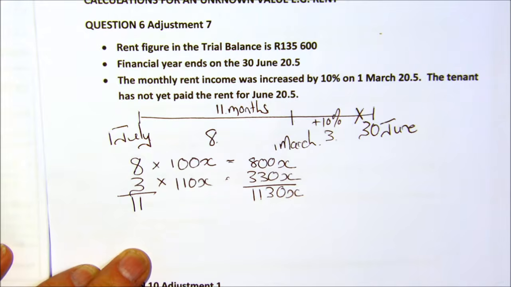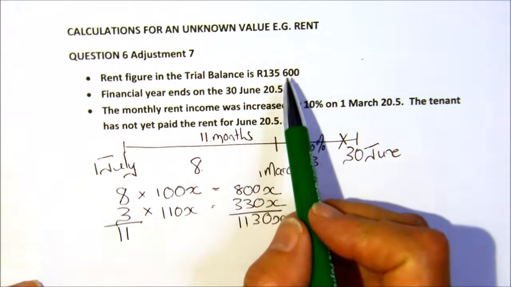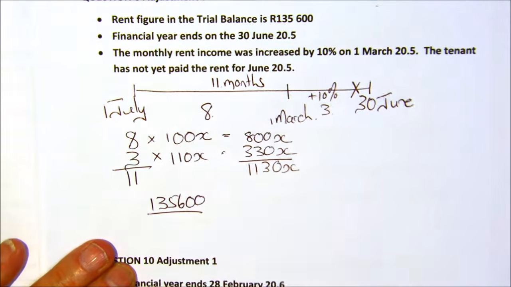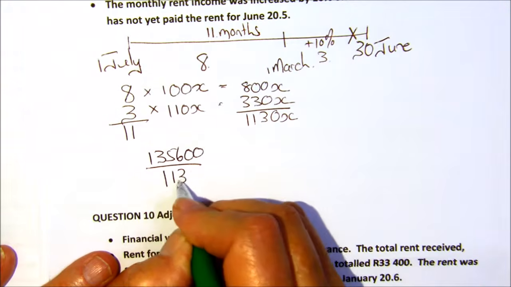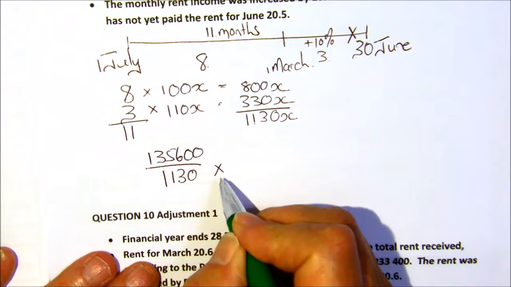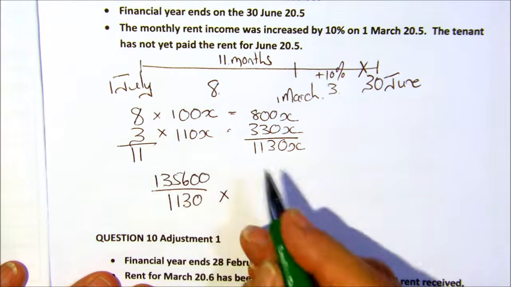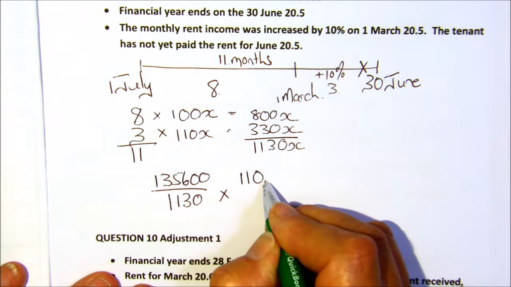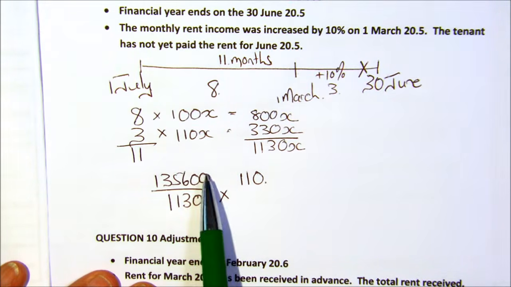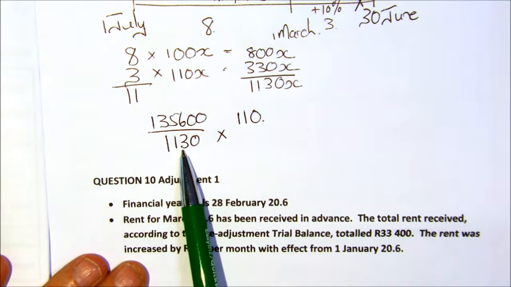Now you should know this from your maths, and if need be, even ask your maths teachers to go over this with you. Now this figure of 135,600, which is the rent we're given, is equal to 1130 X's. You want to solve it, and find 1 X, and then we're going to multiply by June's rent, which is after the increase, so times 110. You could have worked with 100 and then added the 10% after that. So just going over that, 135,600 is equal to 1130 X's.